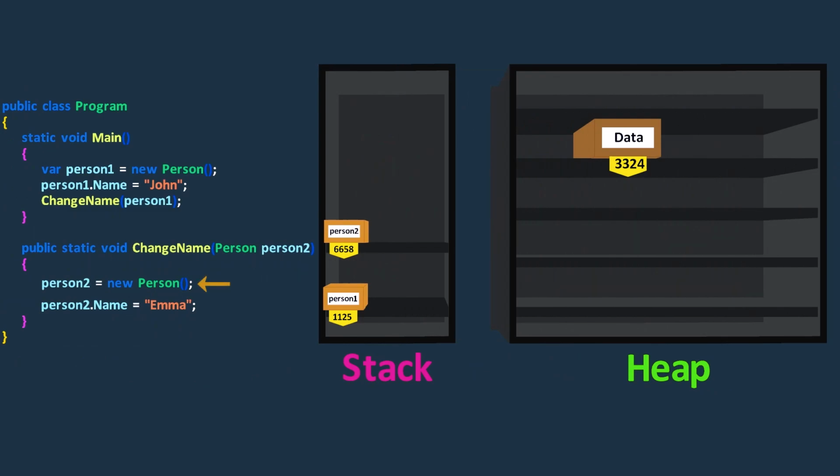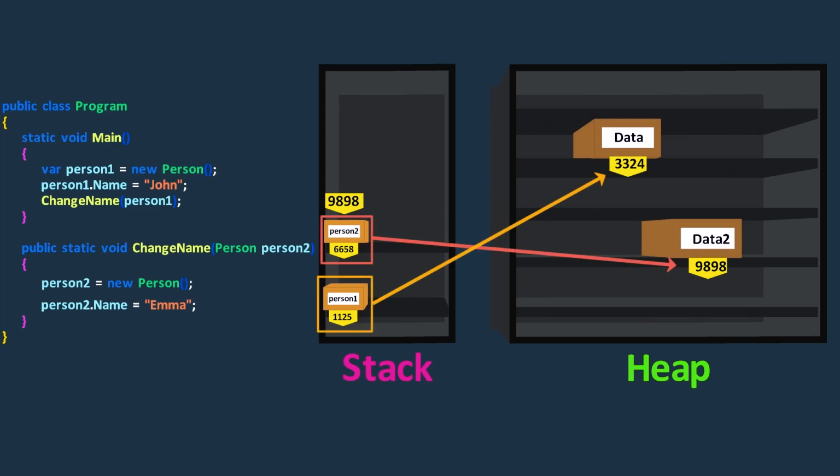Okay, what happens if we assign a new instance of the person class to the person2 variable? In this case, a new object is created in the heap and its memory location is stored in the person2 variable. Based on this, each of these person variables points to a separate person object. So, when we change the name of person2 to Emma, it doesn't affect the person1 object in the main method.